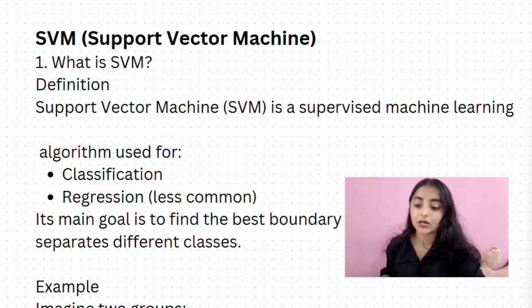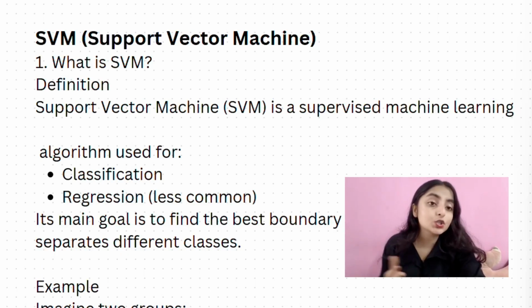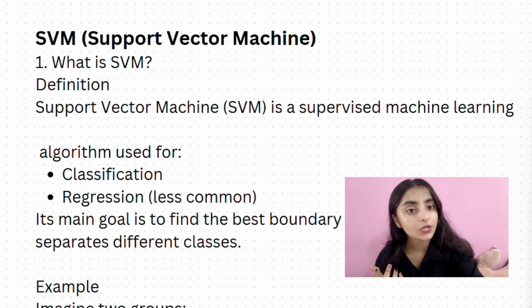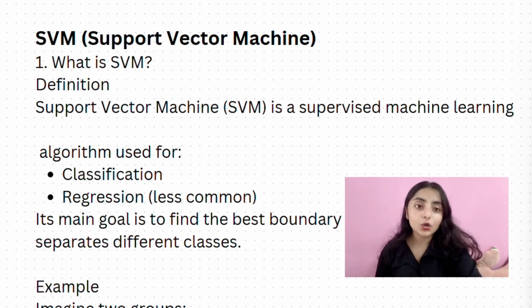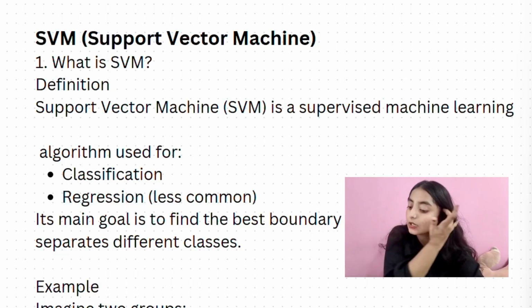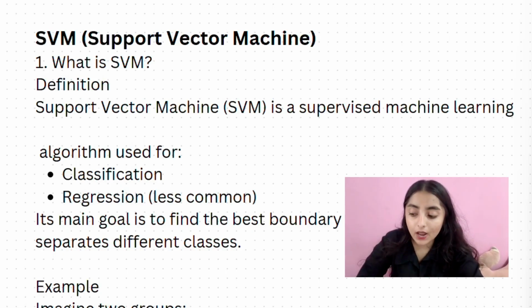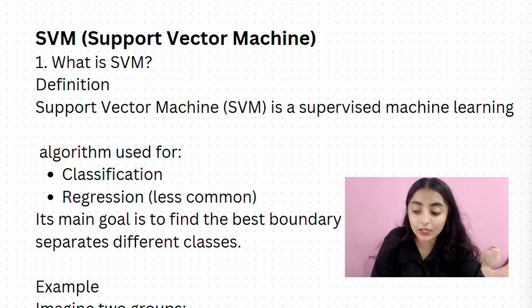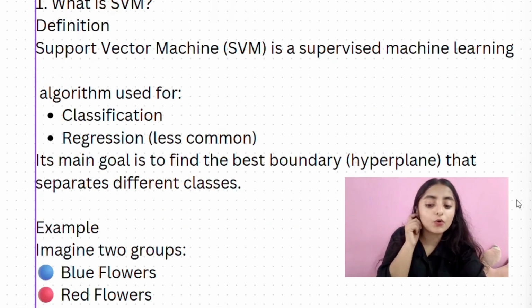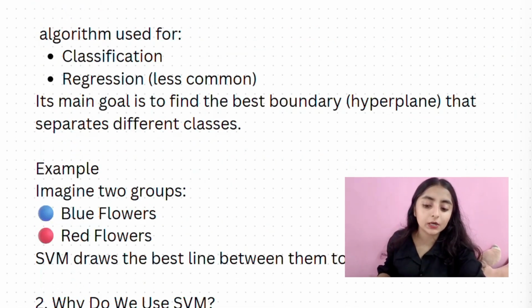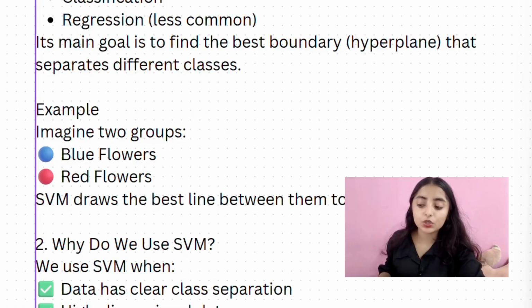Support vector machine is a supervised machine learning model. So it is a supervised learning model. It is used in both regression and classification, but mainly used for classification. In regression it is used less commonly, and the main goal is to find the best boundary, the hyperplane, that separates the different classes. For example, we can imagine two groups.